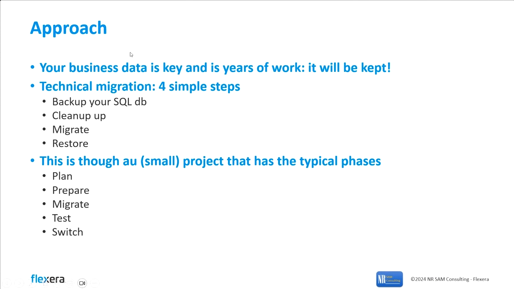So the process to move, basically, the approach that Flexera takes to migrate customers is to keep the business data and not restart from scratch and ask you to start an implementation into the cloud instance. So the technical migration consists in 4 simple steps: backing up your database, cleaning up your data, particularly the history data, migrating your database to the latest version, which may be slightly different or very different in the cloud, and restoring your database once it's upgraded to the cloud instance, and the next day you can access your data. So this is still a small project. You need to plan, prepare, migrate, test, and switch production.